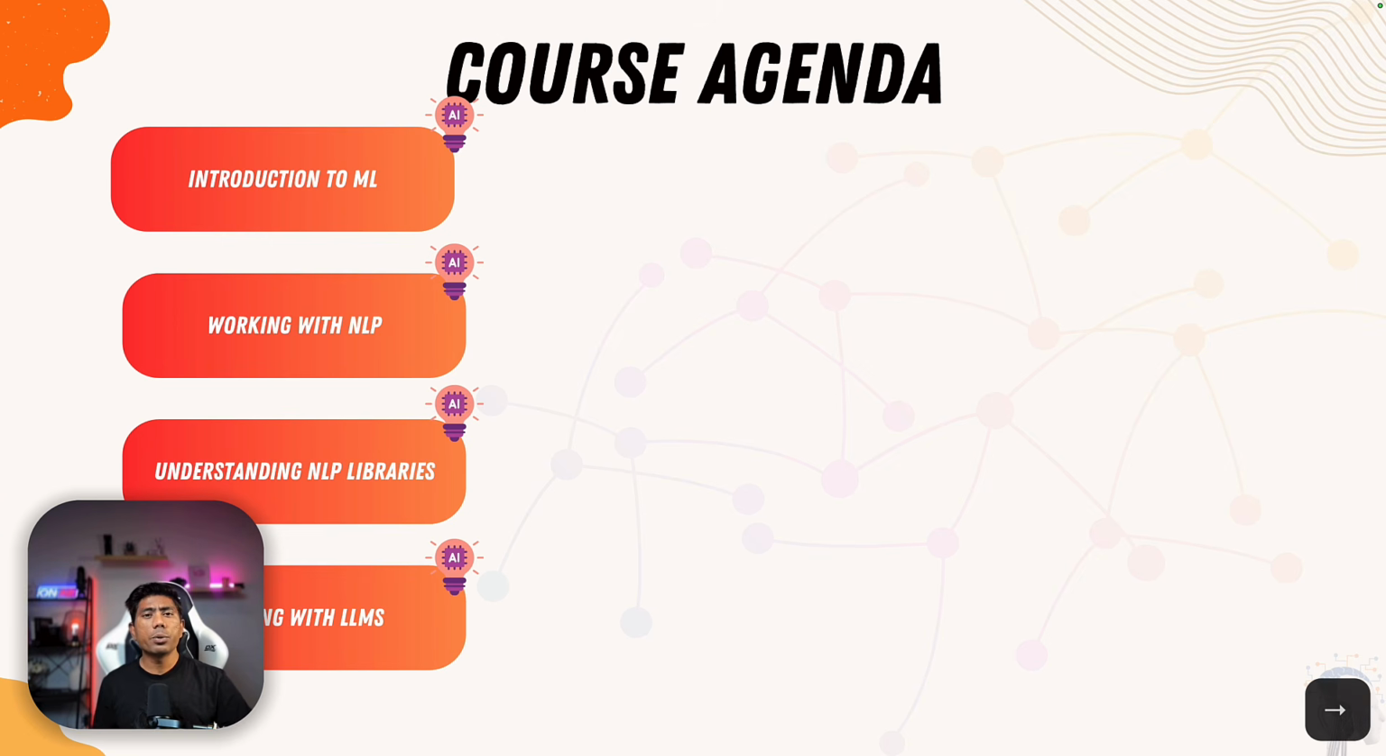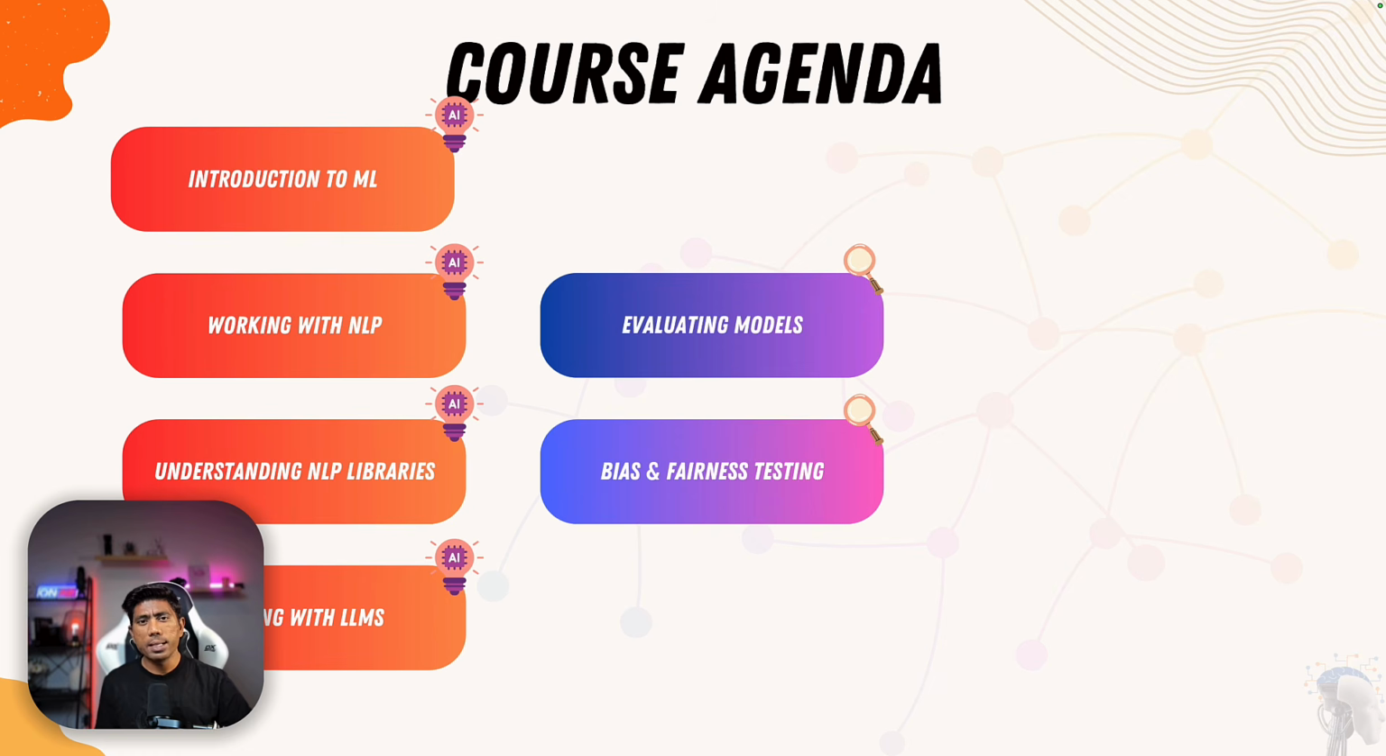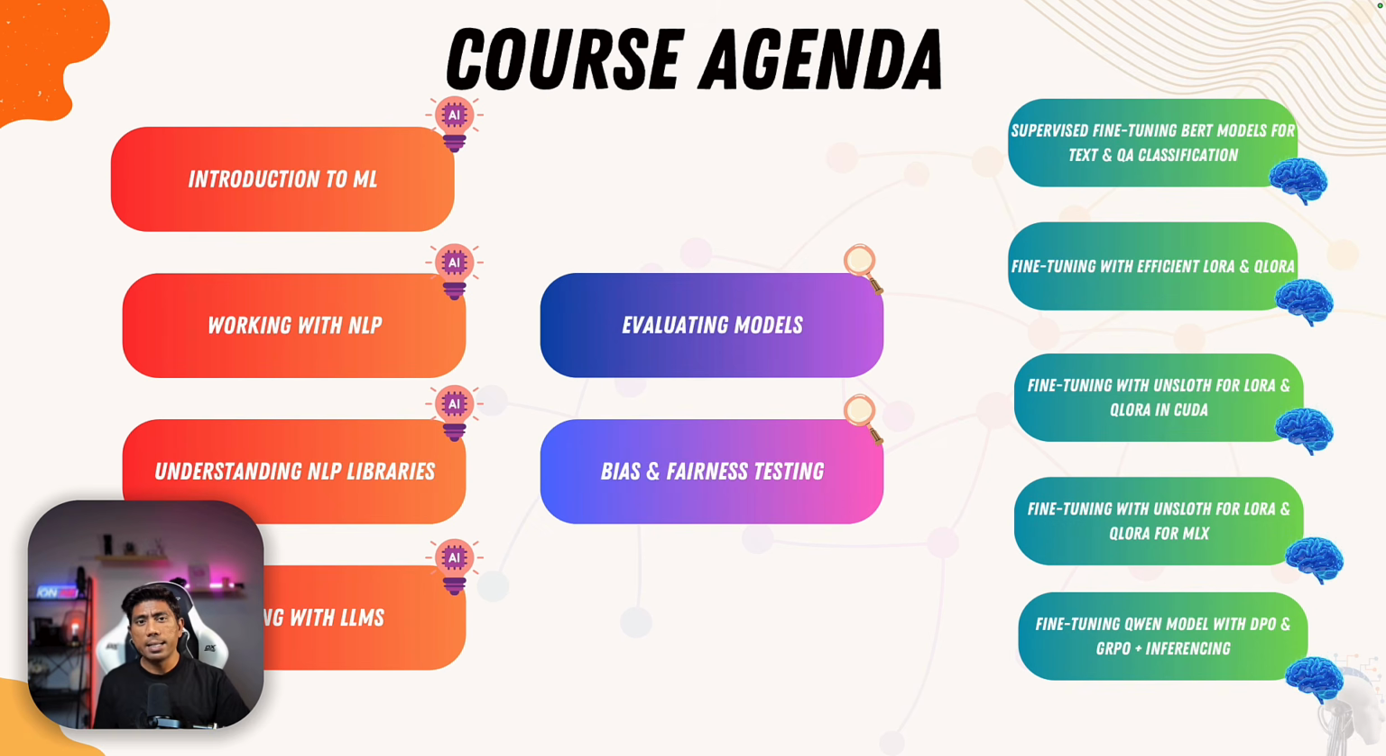And then we are going to be doing a bit of an evaluation of the large language models and also understanding how we can do different kinds of evaluation. Some of them are like bias and fairness tests. And finally, the most important part of this course, which is going to be fine-tuning the large language model.